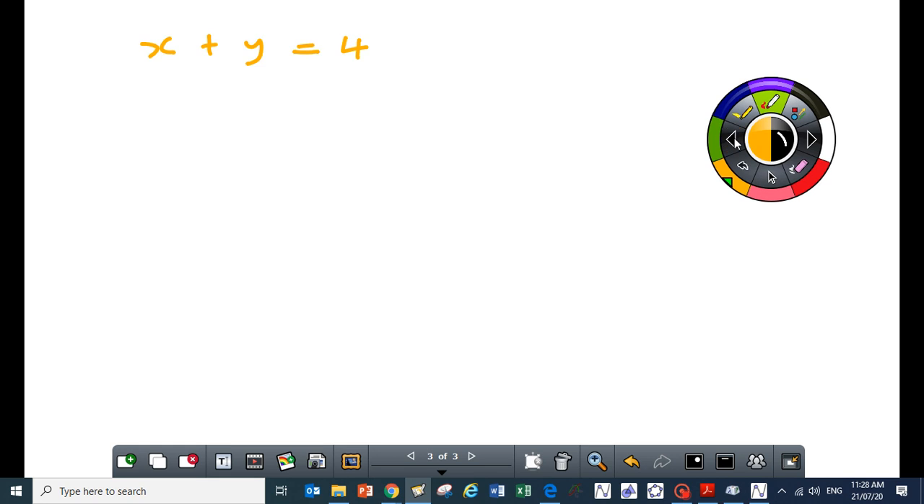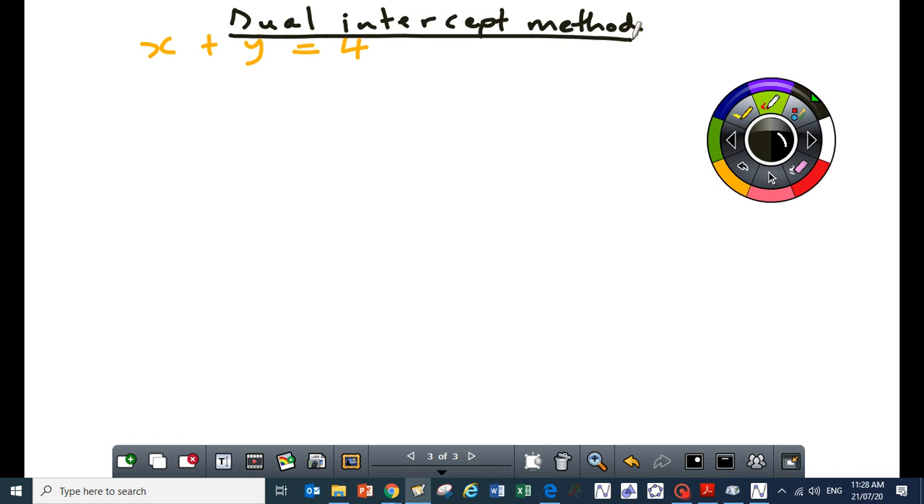This is the dual intercept method. I'm sure you are all aware that the word dual means two. So we can also call it the two intercept method. And the two intercepts that we are talking about are the x-intercept and the y-intercept. As I said earlier, a linear function has an x-intercept and a y-intercept. You get the y-intercept when x is 0. You get the x-intercept when y is 0 or when f of x is 0.